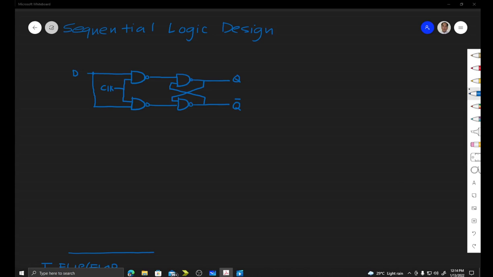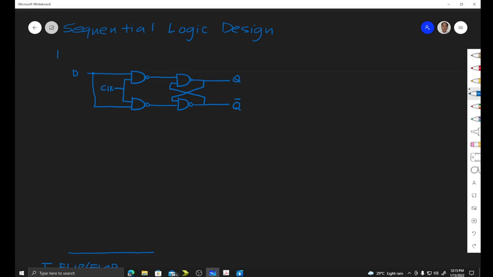Okay, so we continue with the sequential logic design. We will discuss the flip-flop. Next we will discuss the T flip-flop, and the next one is the JK flip-flop.